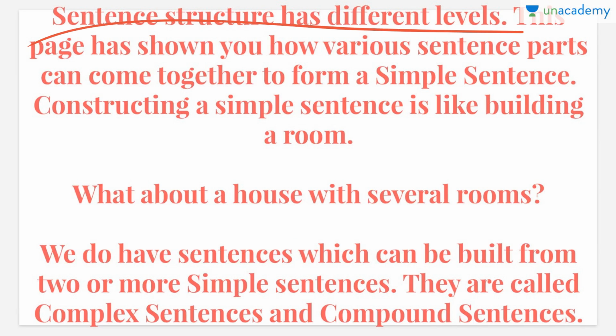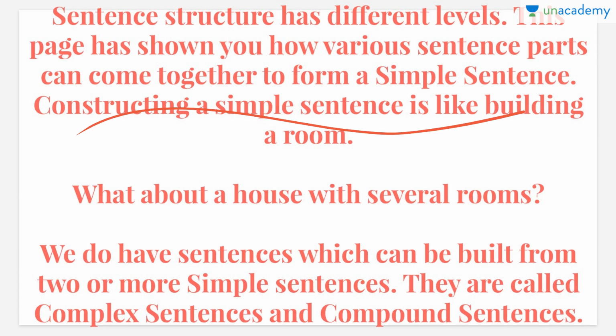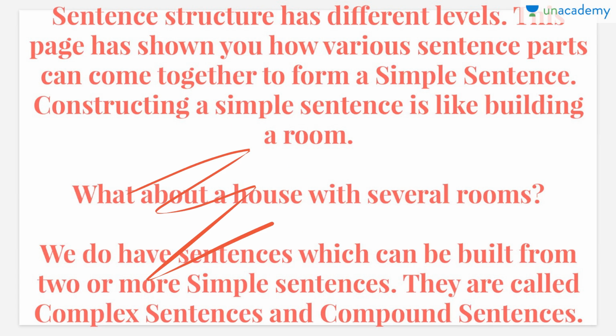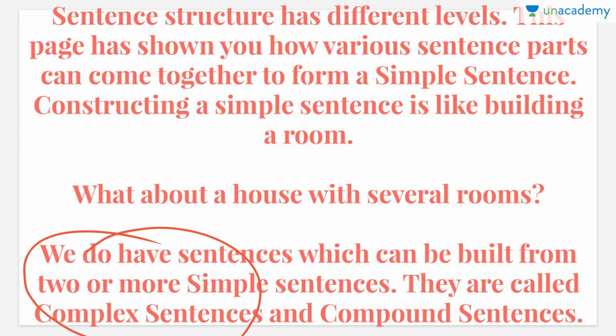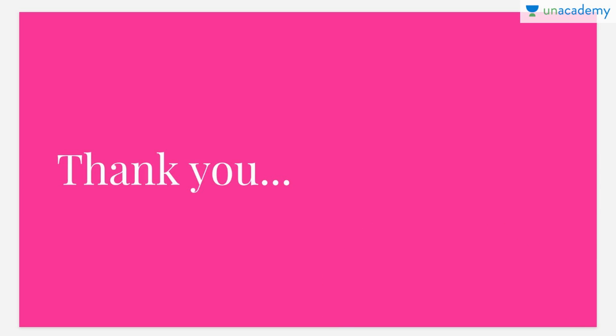Sentence structure has different levels. This page has shown you how various sentence parts can come together to form a simple sentence. Constructing a simple sentence is like building a room, with bricks, then cement, and then the main material. What about a house with several rooms? So this was just a room, and now we will make several rooms. We can build sentences from two or more simple sentences. They are called complex sentences and compound sentences. We will learn about complex and compound sentences in my next lesson. Okay, so stay tuned.